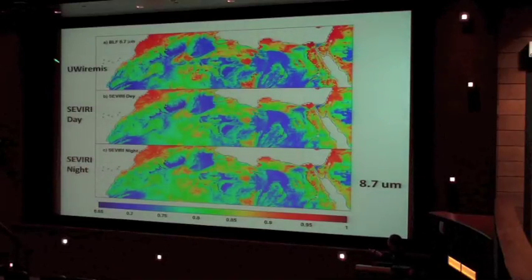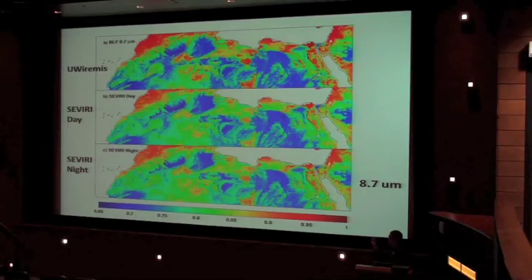The top panel is a SEVIRI image. These are for 8.7 micron. The bottom two are retrieval, the daytime and nighttime. Daytime is, I think, 14 UTC, and nighttime is 2 UTC. They look very similar to each other. These are actually very nice.